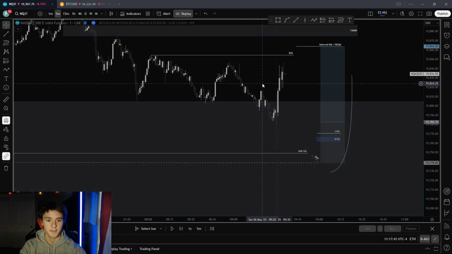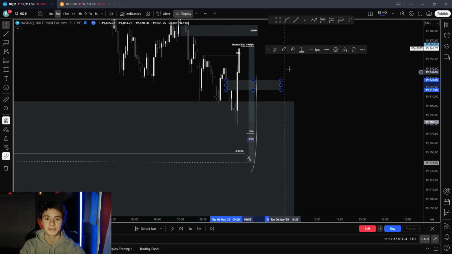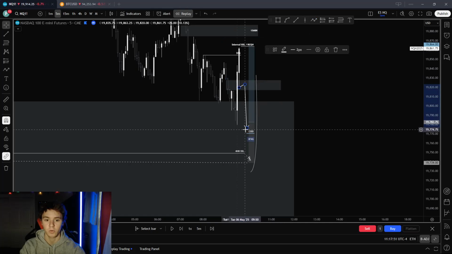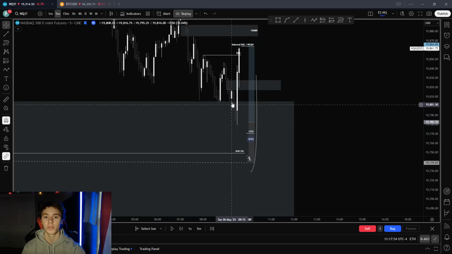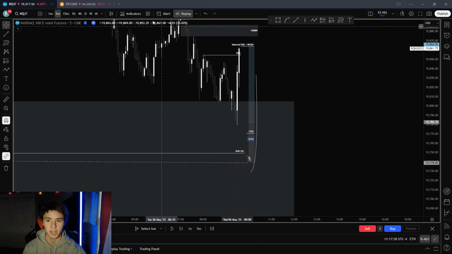There was also a 5-minute imbalance right here. I was like, okay, maybe if we just come up and tap this 5-minute, I can get a 1-minute inverse model to the downside. But then we run through this 5-minute fair value gap as well. And so we come up and take this liquidity, and that's all we did.